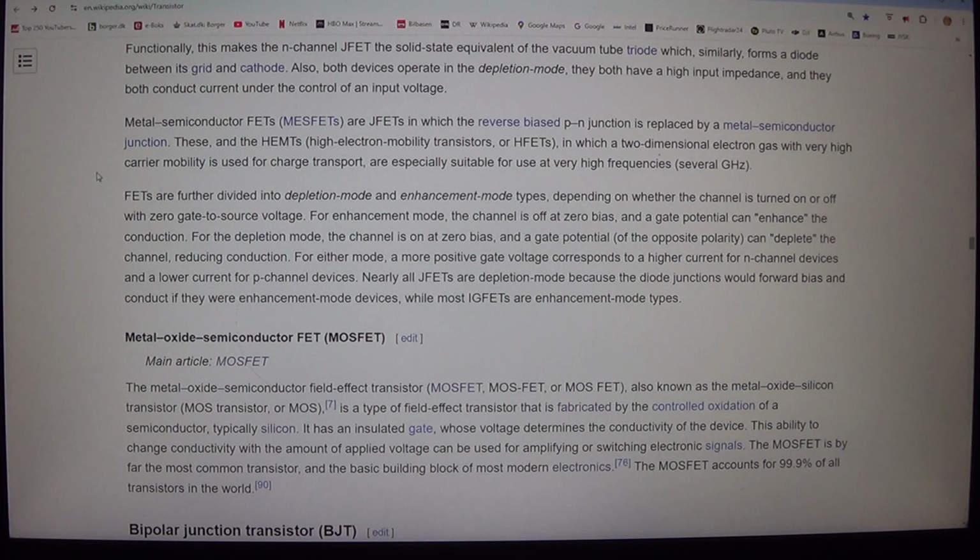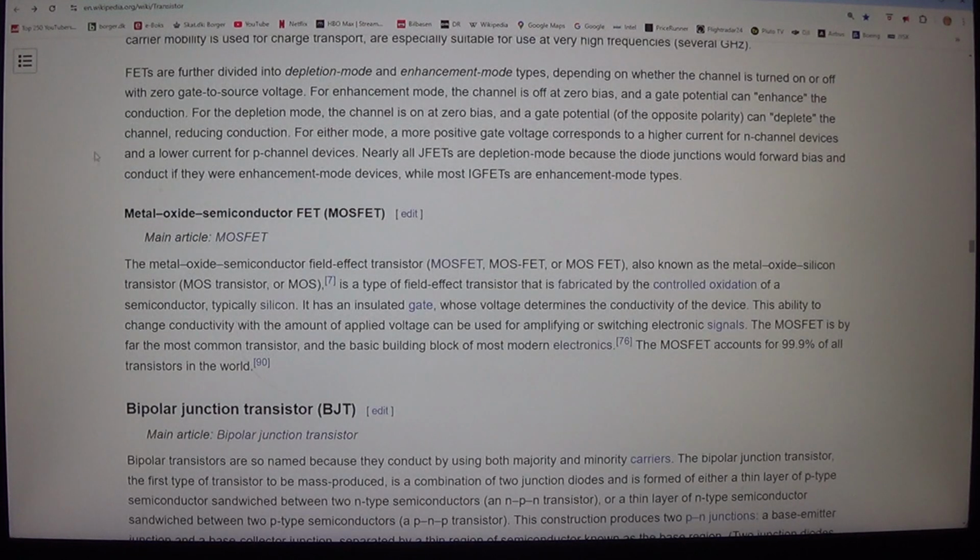FETs are further divided into depletion mode and enhancement mode types, depending on whether the channel is turned on or off with zero gate to source voltage. For enhancement mode, the channel is off at zero bias, and a gate potential can enhance the conduction. For the depletion mode, the channel is on at zero bias, and a gate potential of the opposite polarity can deplete the channel, reducing conduction.